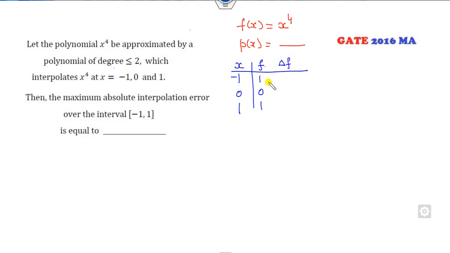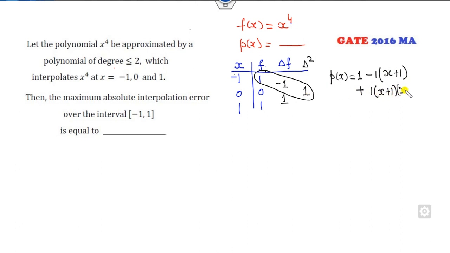What is the first divided difference? You can see it's minus 1 plus 1. It's a 0, 1, 1. Then del square. It is my 2 divided by 2, which is 1. Since it's a constant number, I can define the polynomial, I can use this first line. First number is 1. Then minus 1 times (x plus 1) plus 1 times (x plus 1) and (x minus 0). So if you open this bracket, it comes to be x square. Fine. Now this I can get as a polynomial.